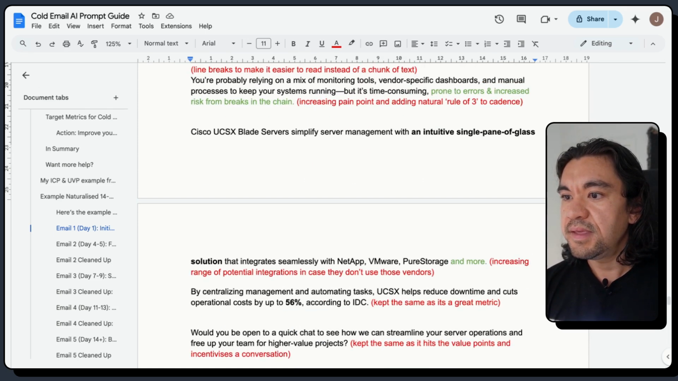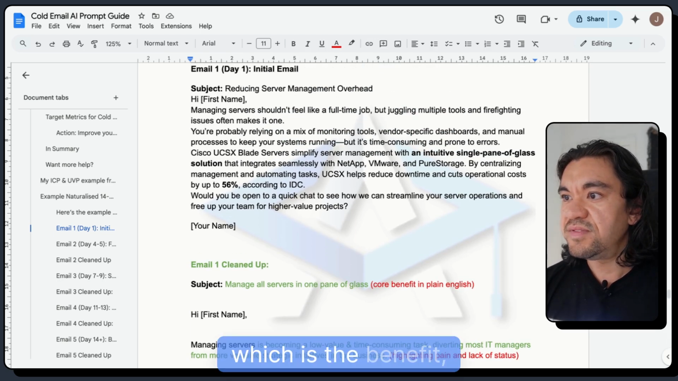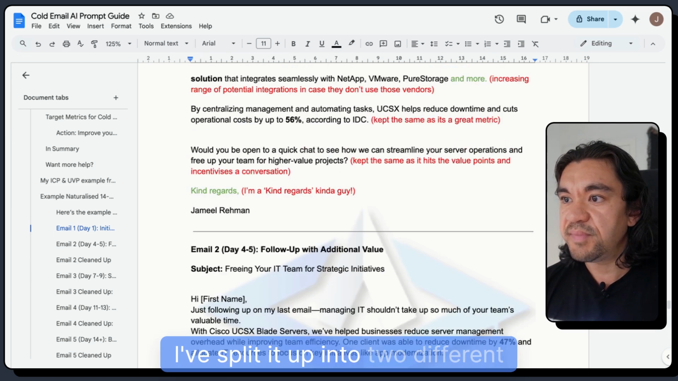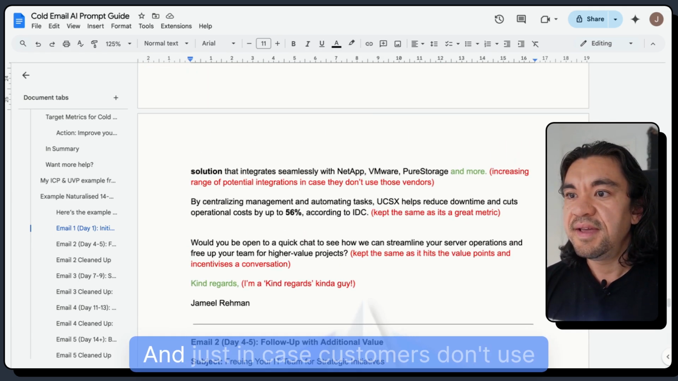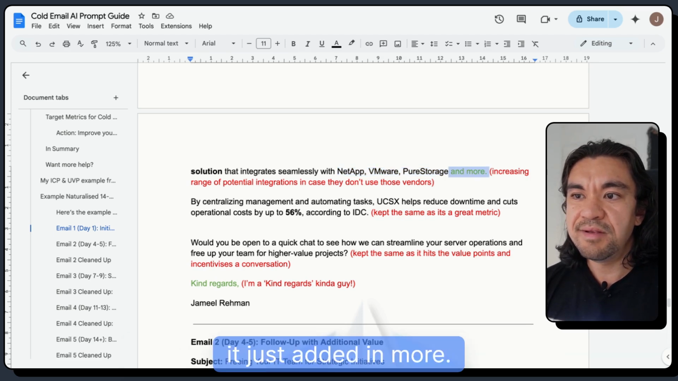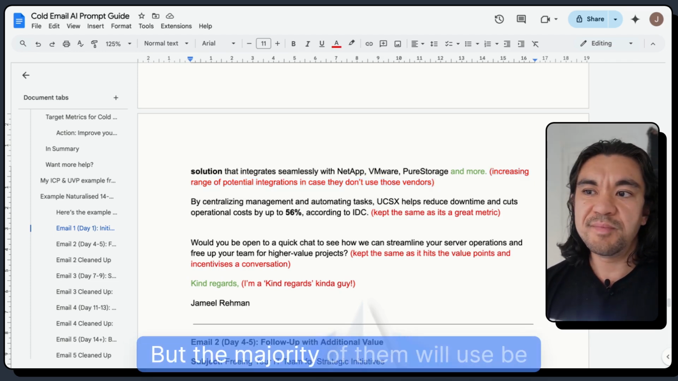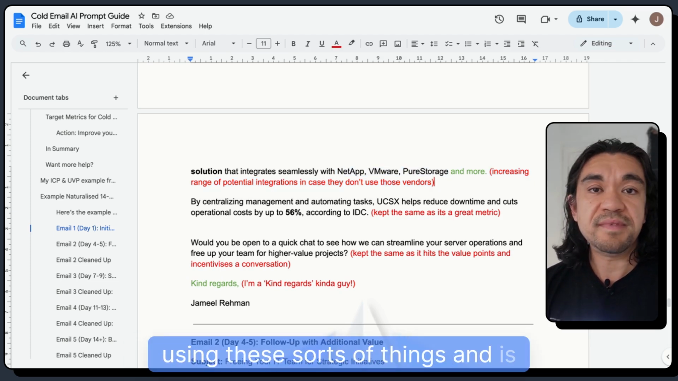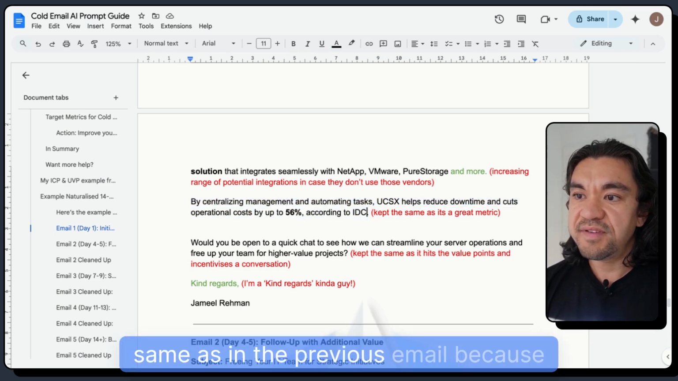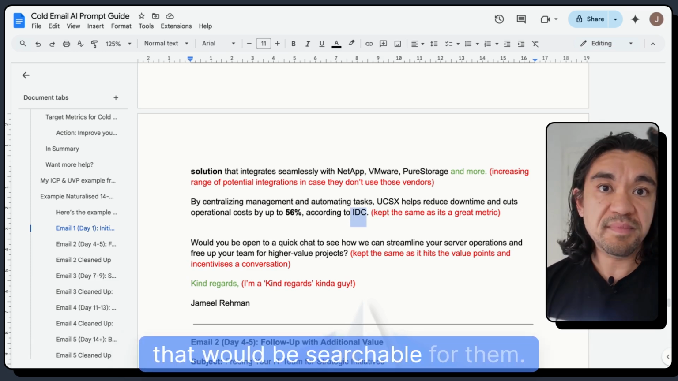Okay. Now, this sentence here, which is the benefit, pretty good, but it's also two sentences. I've split it up into two different sentences, so it's a different line. And just in case customers don't use NetApp, VMware, or Pure Storage, I just added in more. So it just shows there are potential integrations in case they don't use them, but the majority of them will be using these sorts of things, and it's valuable to them. And then I actually kept this line the same as in the previous email because it's a good metric, and we've got social proof using IDC. So if they did want to look that up, that would be searchable for them.